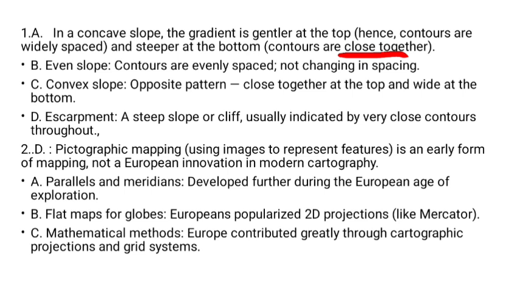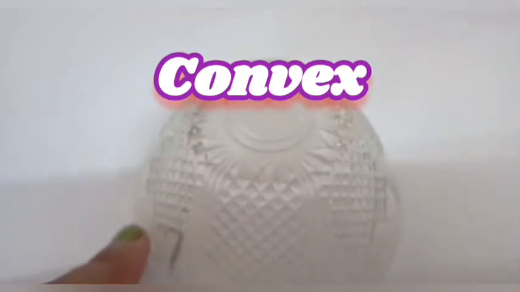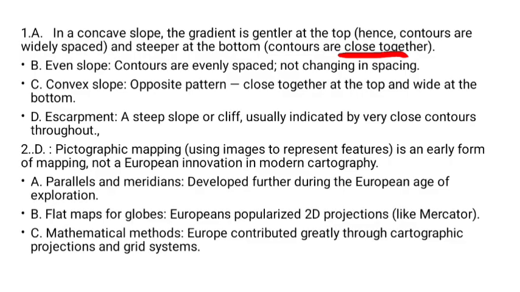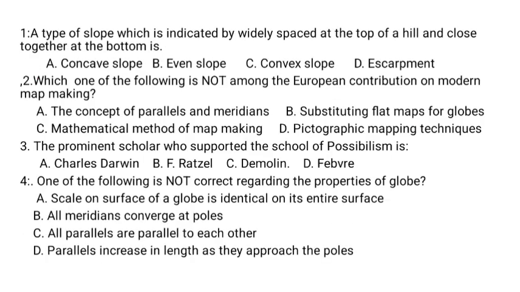Why? Because even slope contours are evenly spaced, not changing in spacing, while convex slope is the opposite of concave. This bowl indicates convex slope, which is closer at the top and wider at the bottom. Escarpment is a steep slope or cliff, usually indicated by very close contours throughout. So, A is the correct answer for question number 1.